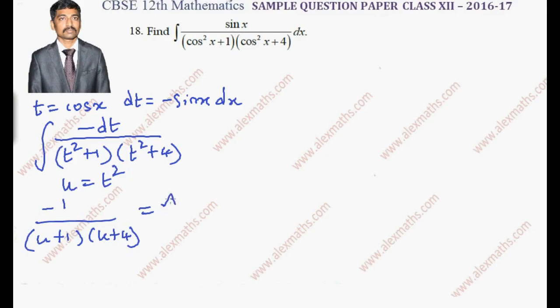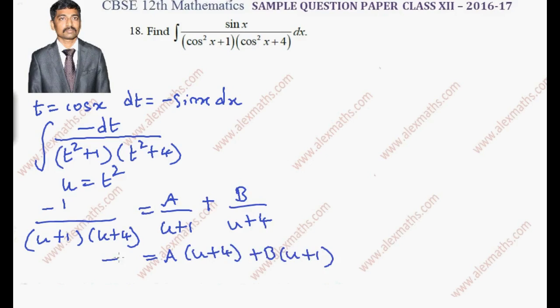Using the partial fraction rule, the first factor a by u plus 1, plus b by the second factor u plus 4. Now taking LCM, we get a into u plus 4 plus b into u plus 1. On the other side we have minus 1. So this is the expression. Using it, I have to find the value of a and b. Now I'll assume a value u equal to minus 4. If u equal to minus 4, the first term will become 0. So I'll get minus 1 is equal to minus 3b. It means b is equal to 1 by 3.